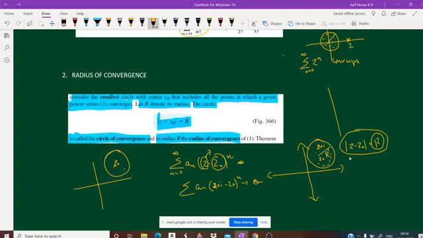We can find a circle for which, if you take any value inside that circle, the power series gives a finite limit.